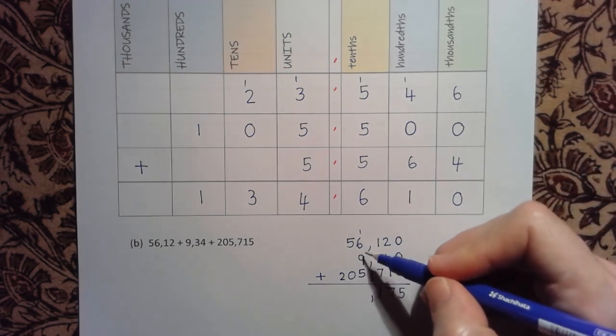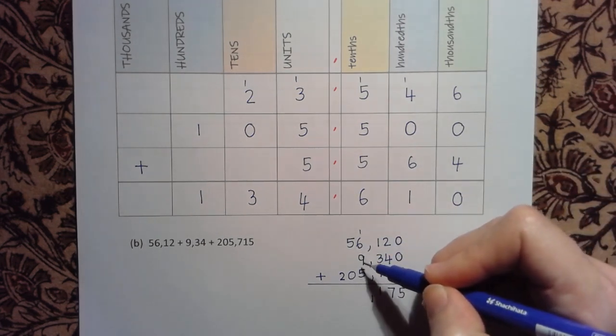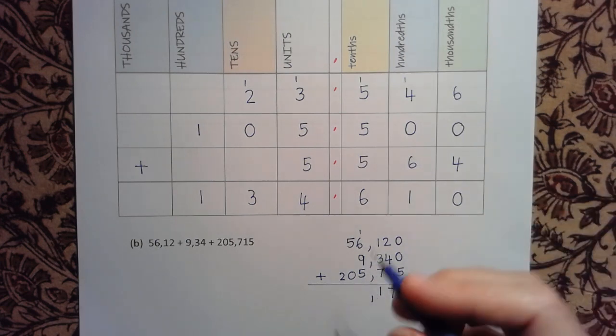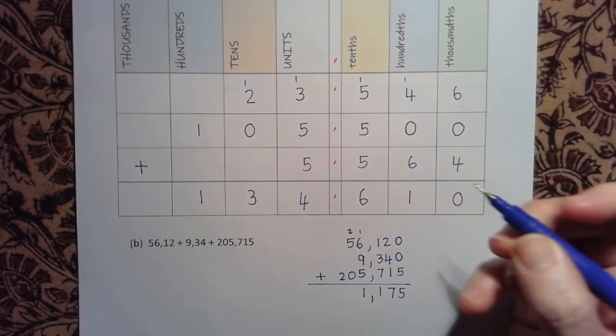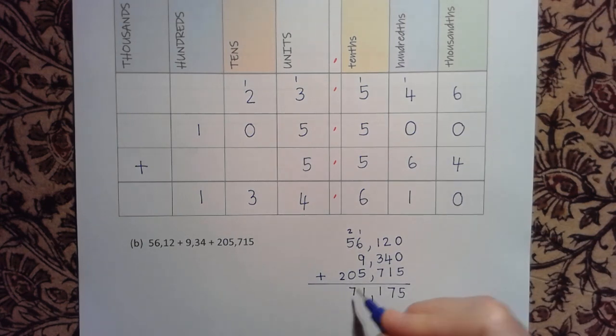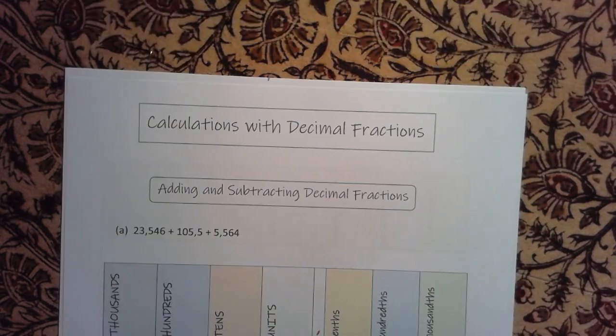1 plus 6 is 7, plus 9 is 16, plus 5 is 21. Then 2 plus 5 is 7. And then I've got a 2 here. So the final answer is 271,175. Right, so let's go on to the next one.